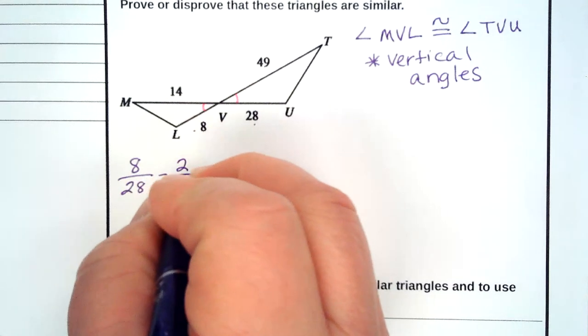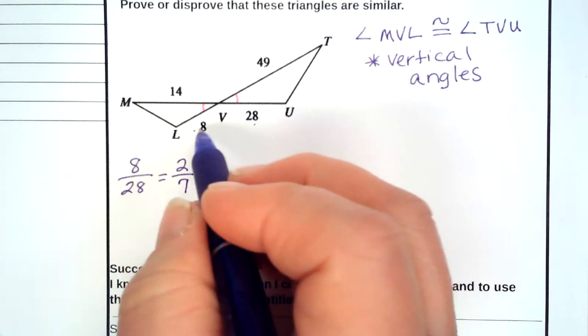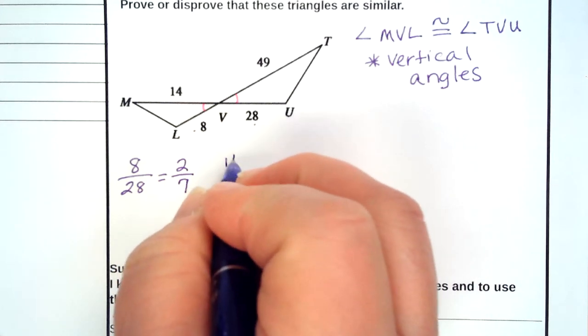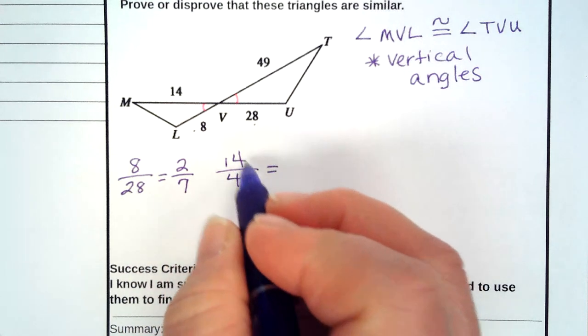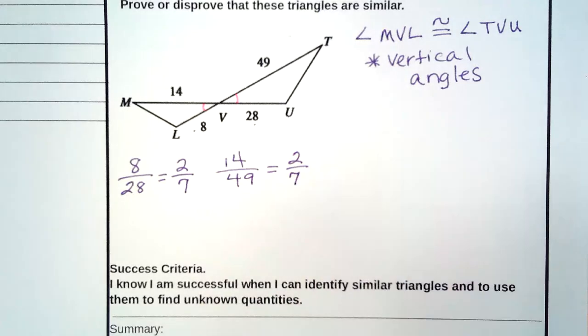There's a factor of 4 in both. So these are your two smaller sides. I also look at 14 over 49. These both have a factor of 7, so this is also 2 over 7.